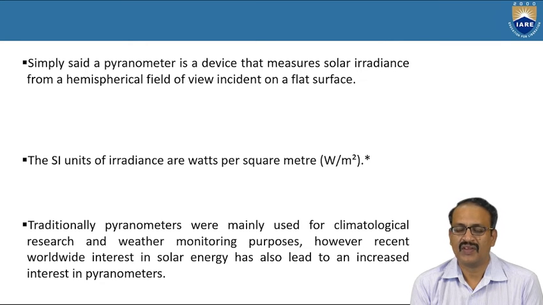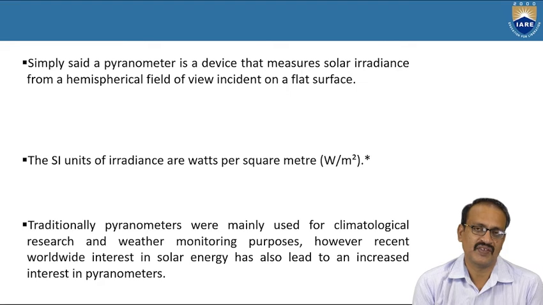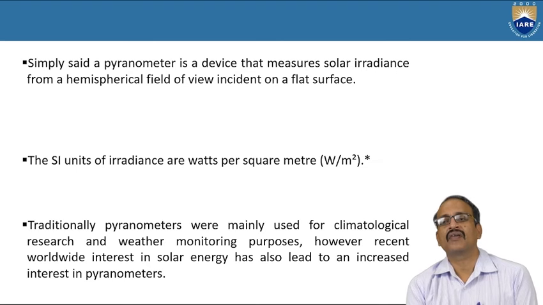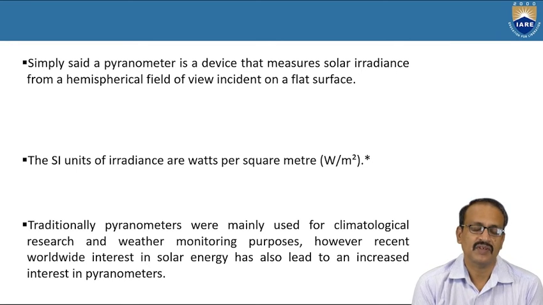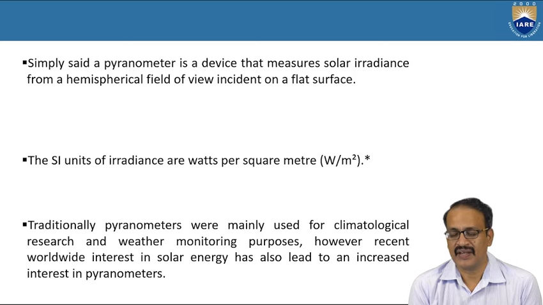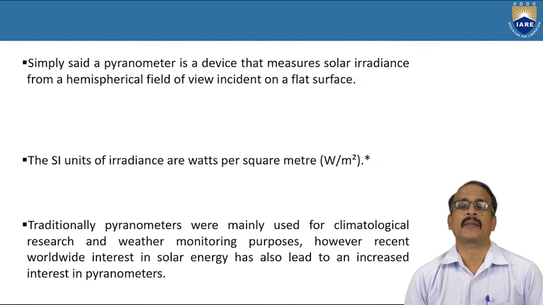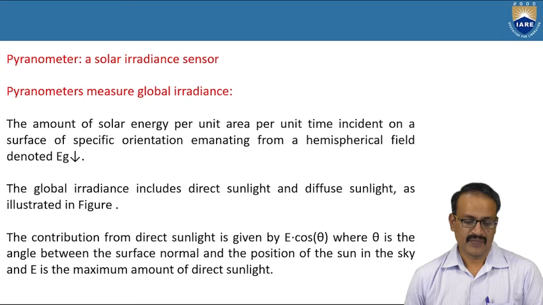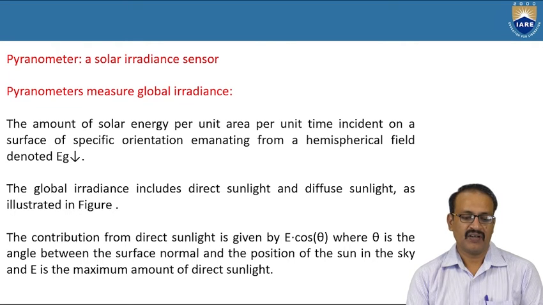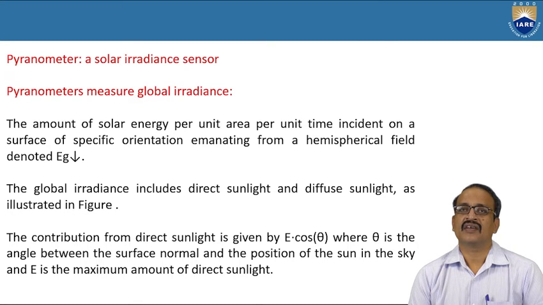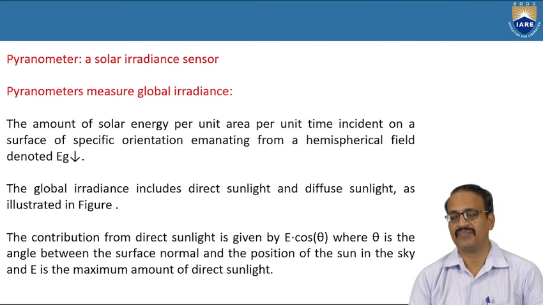So after that, we have started using this for measuring the solar global radiation or irradiance, or diffused radiation. So pyranometers measure global irradiance, the amount of solar energy per unit area, per unit time.